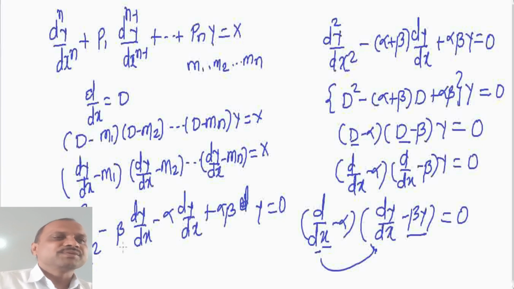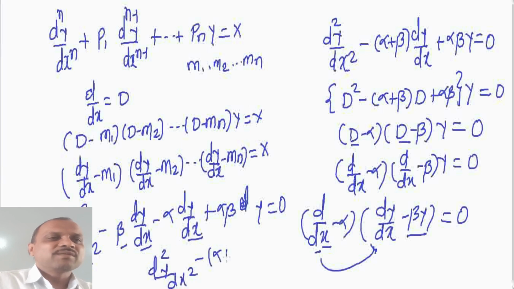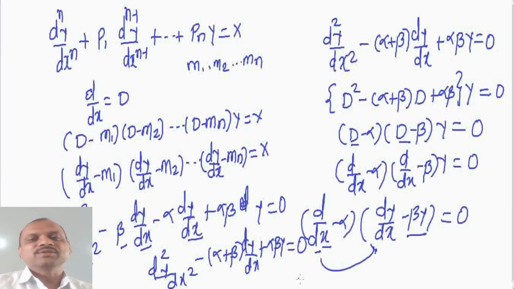From these two we can take dy by dx common, and we get d2y by dx square minus (alpha plus beta) dy by dx plus alpha beta y equal to 0. So you can see that it is very convenient to use the operator D for the differential coefficient d by dx.